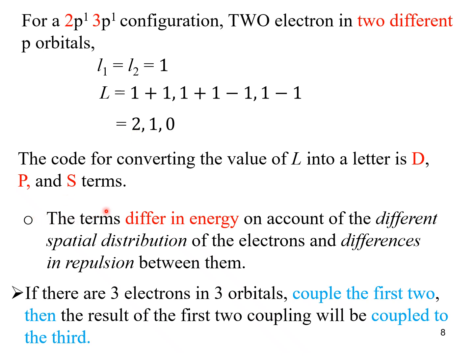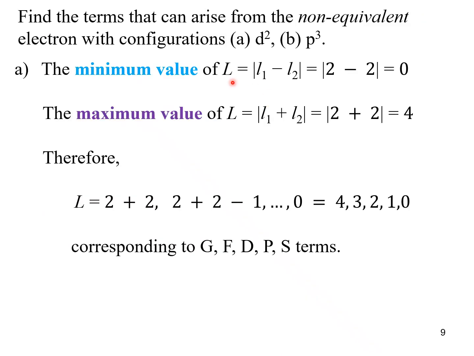So the terms are different in energy on account of the different spatial distributions of the electrons and also the difference in the repulsion between the electrons. If there are 3 electrons in the orbital, then we need to couple the first 2, followed by using this result to couple with the 3rd electron. There are 2 examples here: 2 electrons in the d orbital, as well as 3 electrons in the p orbital.